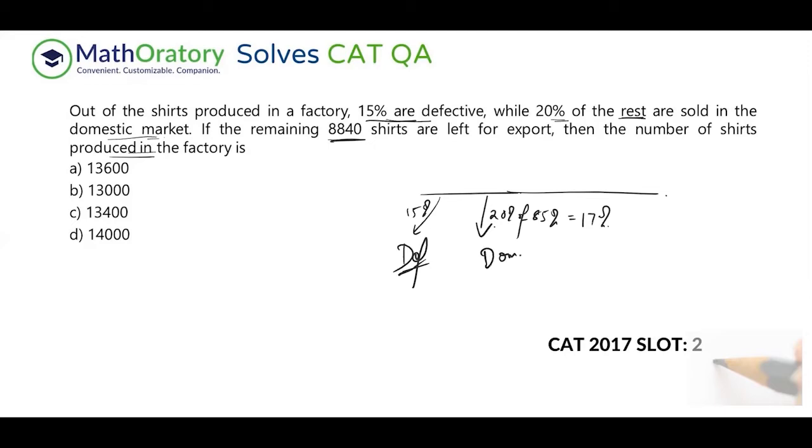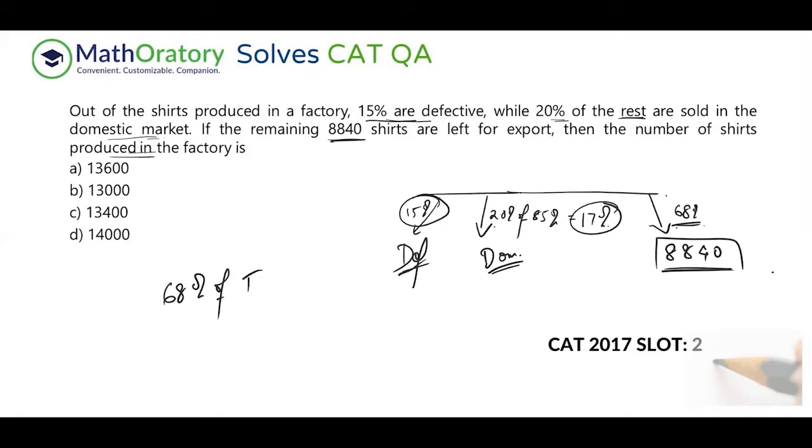So let me write domestic, and the remaining is basically what? Then 15% of the total and 17% of the total, you get 32%, so you're left with 68%. So the 68% is effectively this 8840, right? So now we have a relationship and a numerical value of the total number. So you know that 68% of the total corresponds to 8840, right?